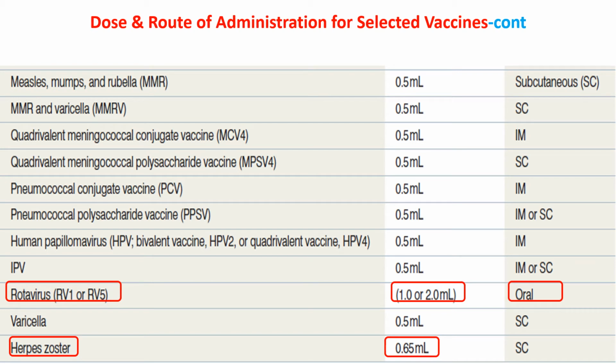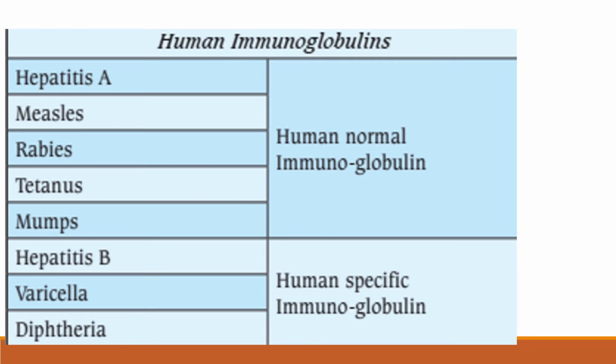Please print this table and put it in your file. Human immunoglobulins are given in some infectious diseases. They are either specific or normal immunoglobulin. The specific immunoglobulins are three: hepatitis B, varicella, and diphtheria. Human normal immunoglobulin are hepatitis A. These immunoglobulins can be given in hepatitis A, measles, rabies, tetanus, mumps only.